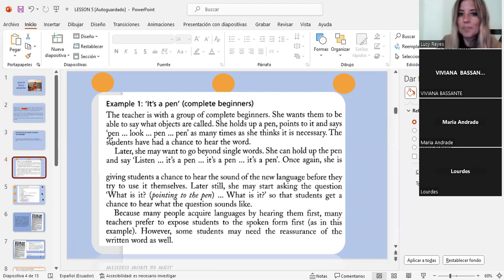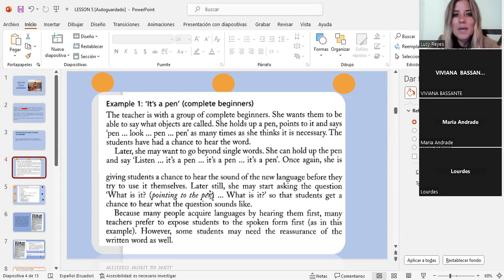She holds up a pen, points to it and says, pen, look, pen, as many times as necessary. The students have had a chance to hear the word. Later, they may want to go beyond single words. She can hold up the pen and say, listen, it's a pen, it's a pen, it's a pen. Once again, she is giving the students a chance to hear the sound of the new language before they try to use it themselves.